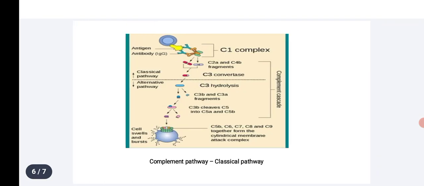So this is the complement classical pathway, how the cascade of reactions takes place by the sequential binding of C1 to C9 complement components, and it creates a membrane attack complex on the target surface, for example bacteria or viruses. As a result, the cell is going to lyse, and finally the complement components will be disabled.